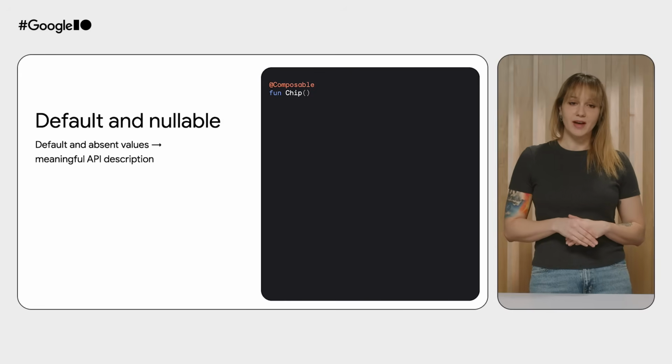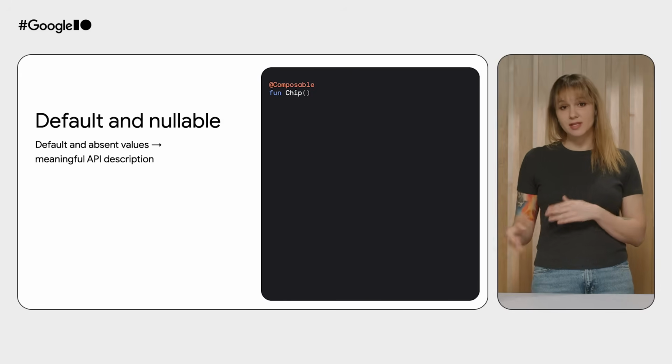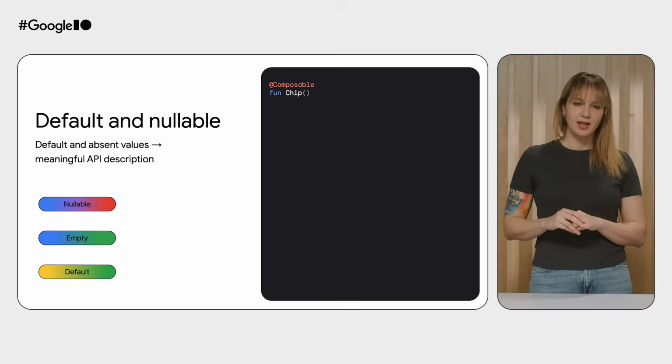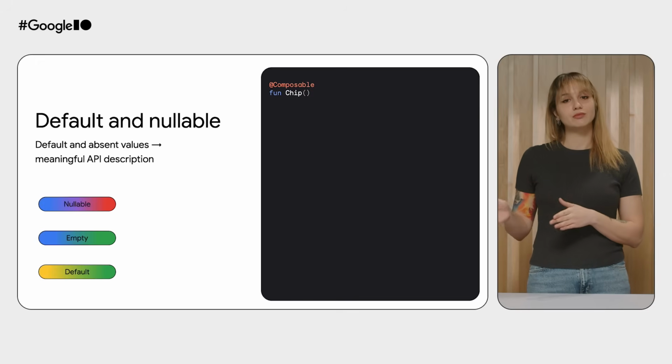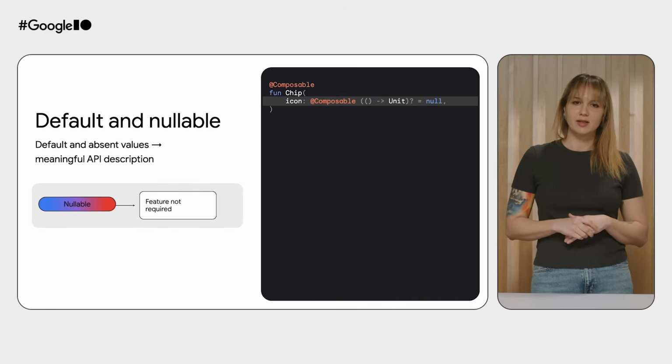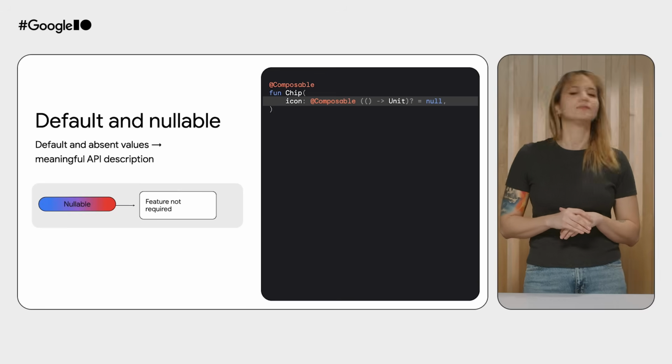Using default parameter values and nullability to signal absence of value can be a meaningful API description, so choose with care. There's a difference between a default value, an empty value, and an absent one. Nullable parameters hint that this API feature is available, but might not be required at all for your use case. The choice is yours. But a null value is not the same as an empty one.